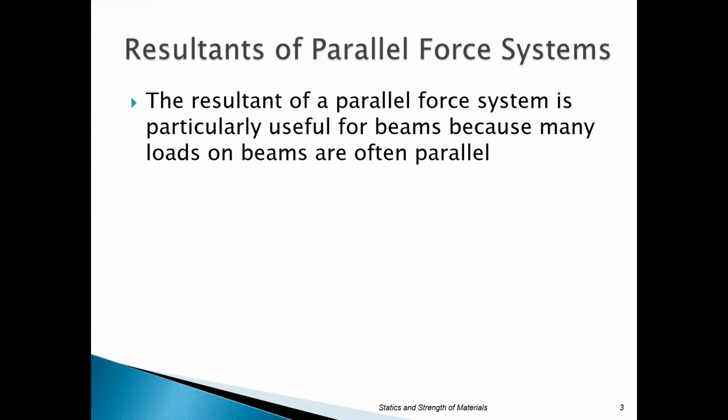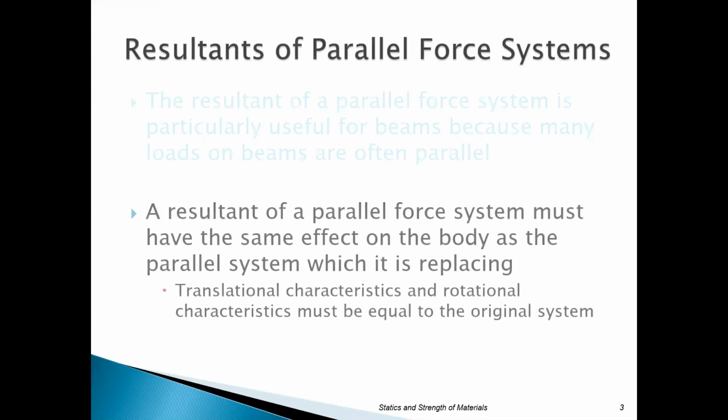So beams, typically like beams of a truss or beams of a bridge or something like that, we kind of model those loads to be parallel. And again, that's not totally true, but it's just a simplification. So the resultant of a parallel force system is just a vector, essentially, that is going to have the same effect on the body as the original system. Okay, so that's the parallel system that it's replacing.